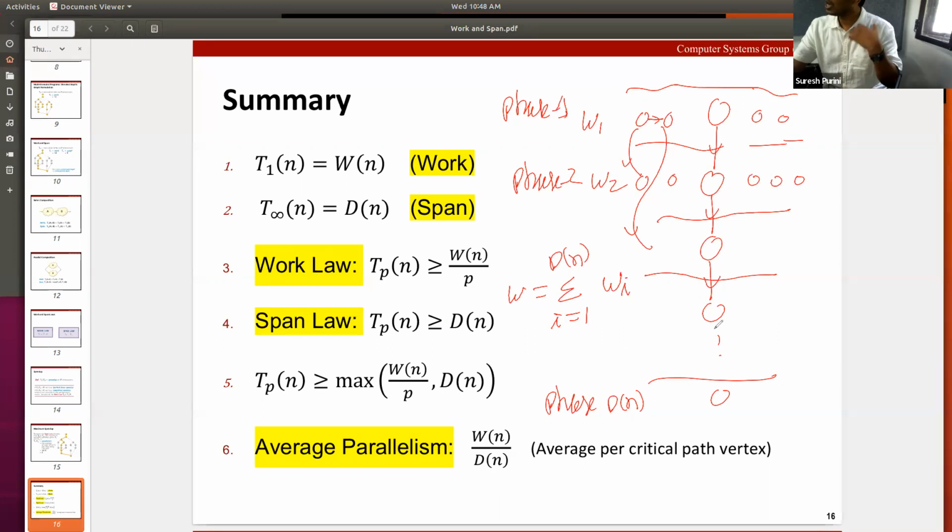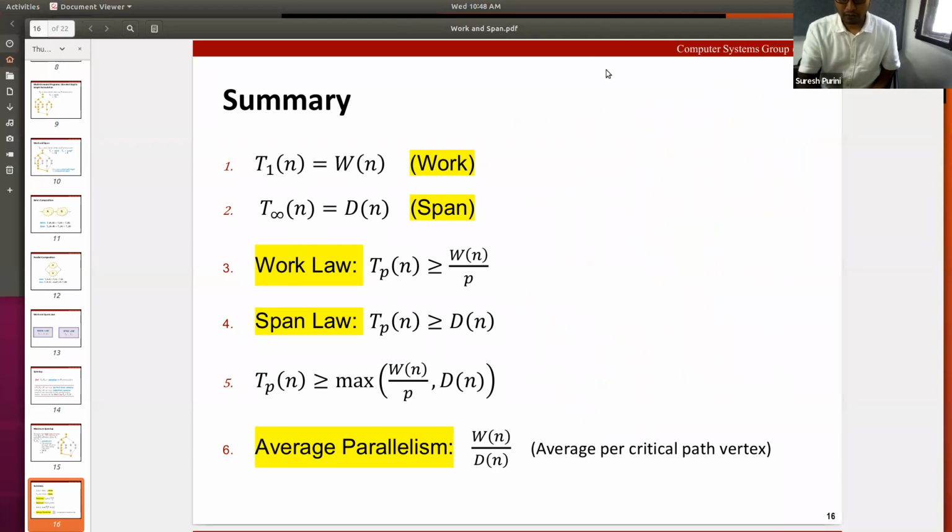And what is the total time taken if you deploy P processors? Time taken using P processors is equal to the sum from i equal to 1 to D of n of the ceiling of Wi divided by P. Does this summation make sense? The amount of work in each phase is Wi, and if we deploy P processors, then the total time taken is TP equal to this. This is what we will see in a little more detail now.